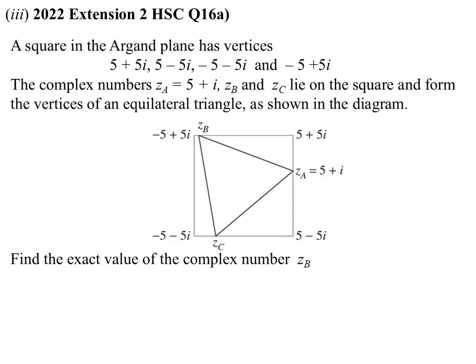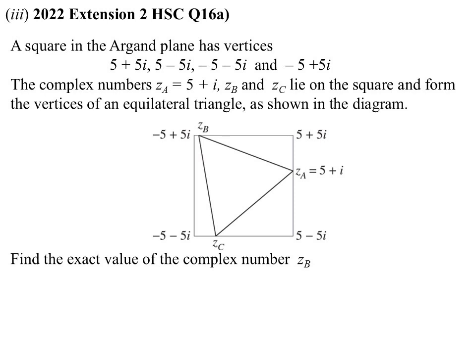Also that year, this was in the final question, because remember there's 16 questions in the Extension 2 paper, was this. Now they've given us a square in our Argand diagram, and they've given us the 4 vertices. But we have these other ones. A, and they've told us that's 5 plus i. Okay. They haven't told us about B and C. They just lie on these ones.